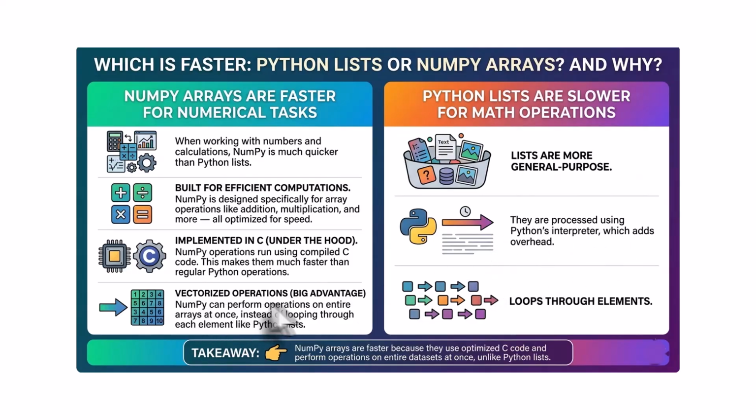And when it comes to vectorized operations, NumPy can perform operations on entire arrays at once, whereas Python lists loop through each element. So the takeaway is NumPy arrays are faster because they use optimized C code and perform operations on entire datasets at once, unlike Python lists.